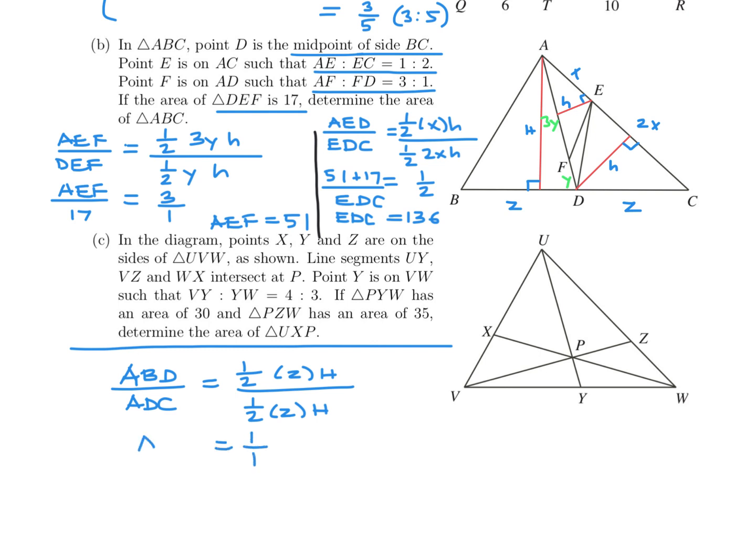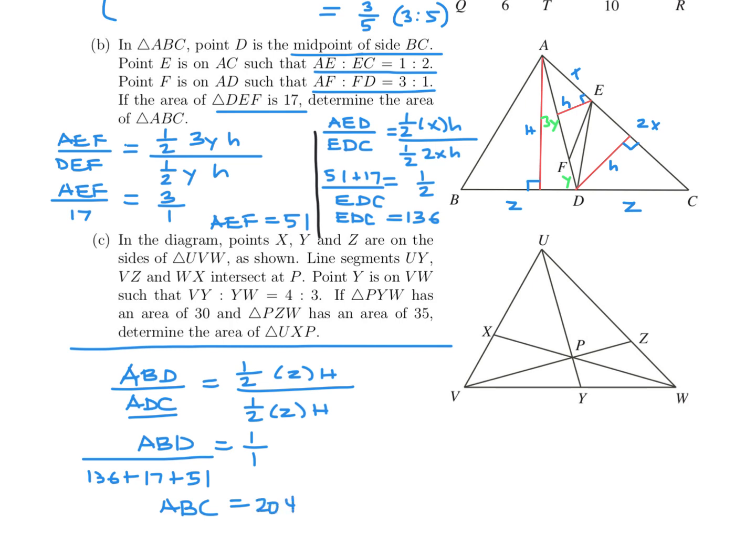Now triangle ABD, not really sure anything about that, so I'll leave that alone. But ADC, we know all of those. That's going to be EDC, which is 136, plus DEF, which is 17, plus AEF, which is 51. Yeah, this guy is those ones. So that means ABD, when you cross multiply, is the sum of that, which is 204.